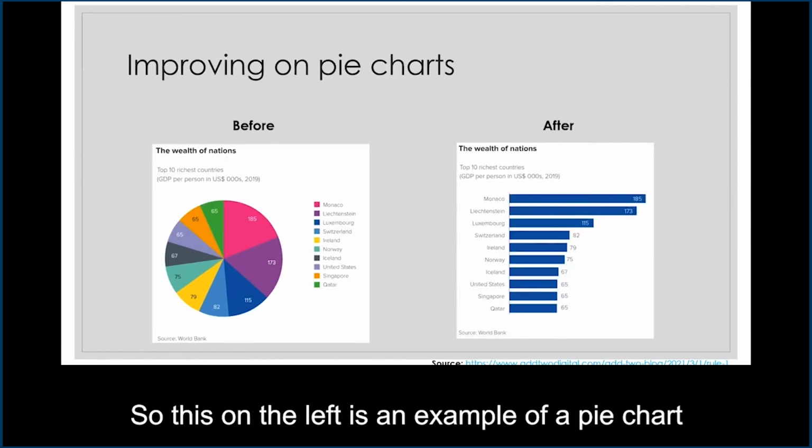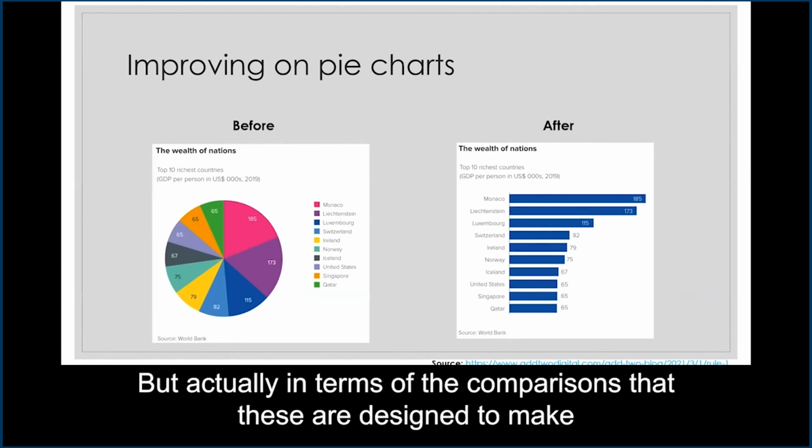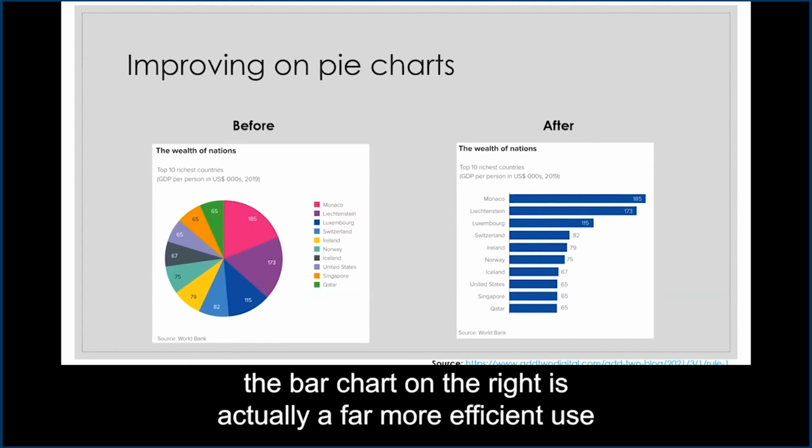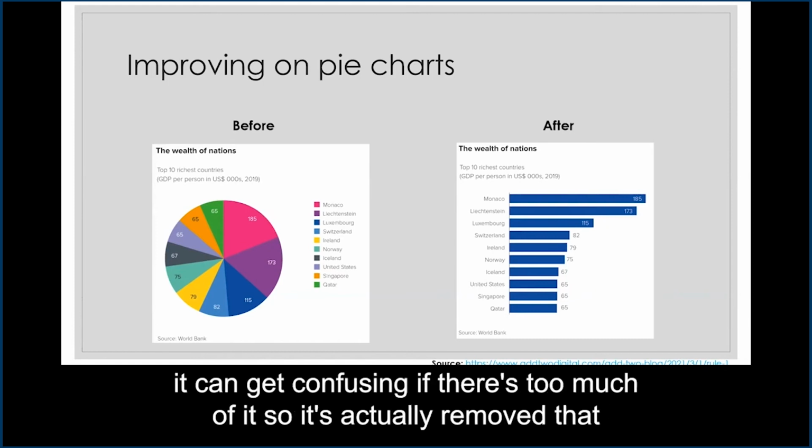So this on the left is an example of a pie chart, which are very common. You'll see them used extensively in the literature, in the media. But actually, in terms of the comparisons that these are designed to make, the bar chart on the right is a far more efficient use. What it's done is it's removed a lot of the color. So color doesn't necessarily help. It can actually get confusing if there's too much of it. So it's removed that.